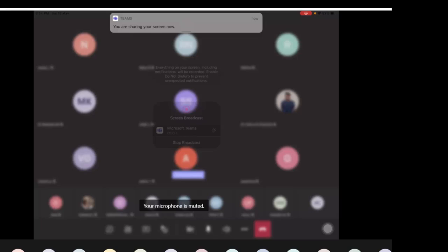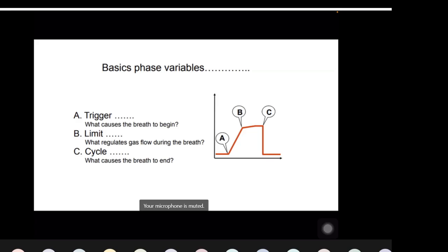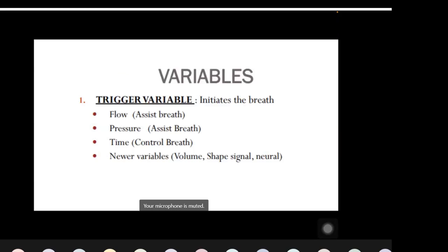Of the variables, I think Neeraj has already explained the different types, that is trigger, limit, cycle, and all. So I'll just quickly rush through it. Trigger is the variable that causes breath to begin. Limit is the one that regulates the gas flow during the breath, and cycle is the one that causes the breath to end, or to change from inspiration to expiration.